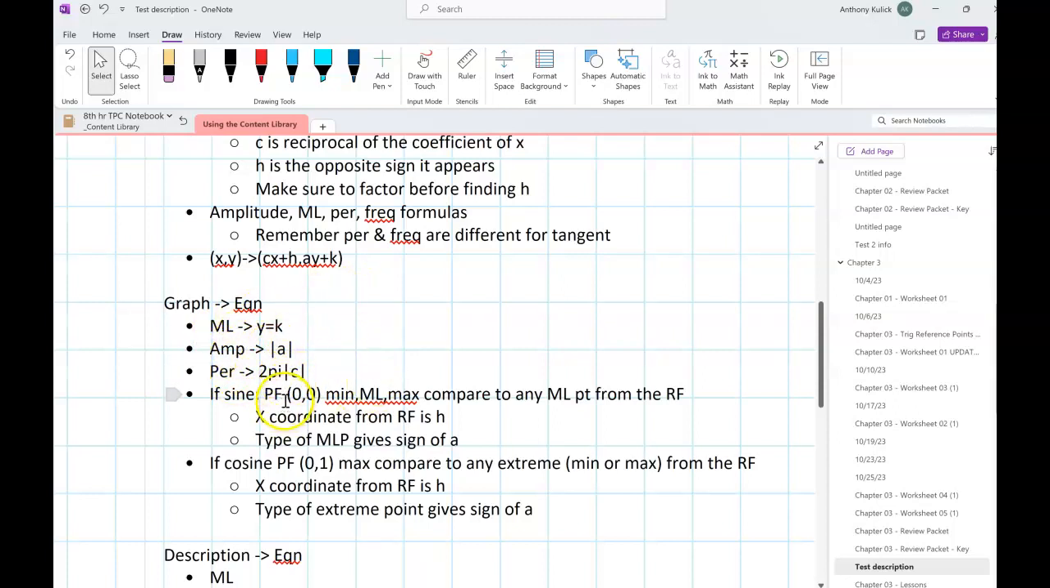And then I wrote a little note that if I'm writing a sine function, I use the point (0, 0) from the parent function, which is a midline point going from minimum to maximum, and I compare that to any midline point from the resultant function. The x-coordinate from that point on the resultant is my H, and the type of midline point from the resultant function tells me the sign for A. If they're the same kind of midline point, then A is positive. If they're opposite kinds of midline points, A is negative.